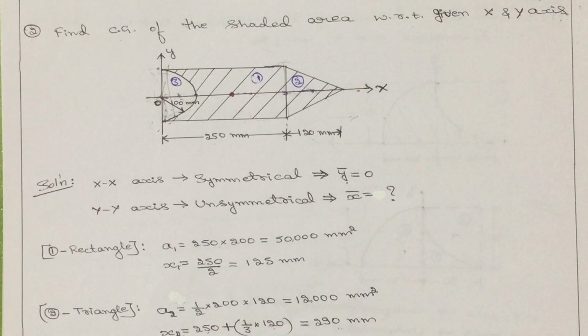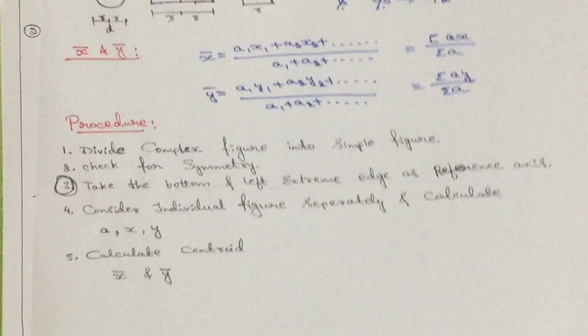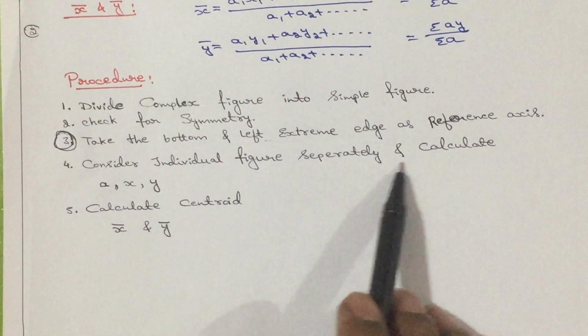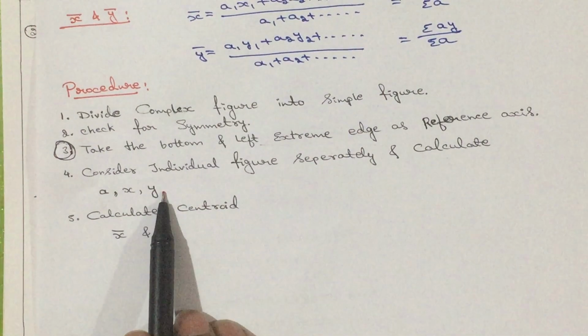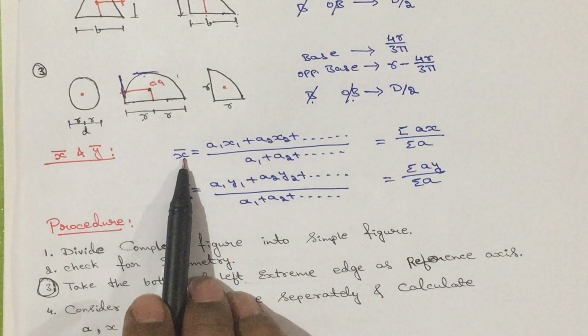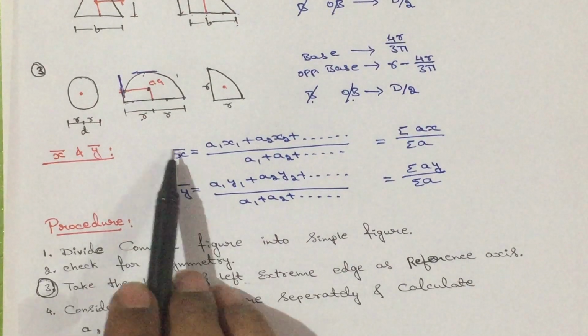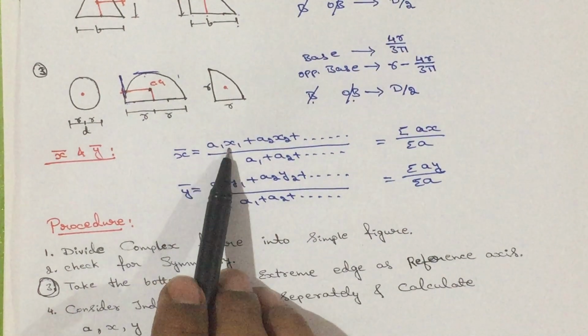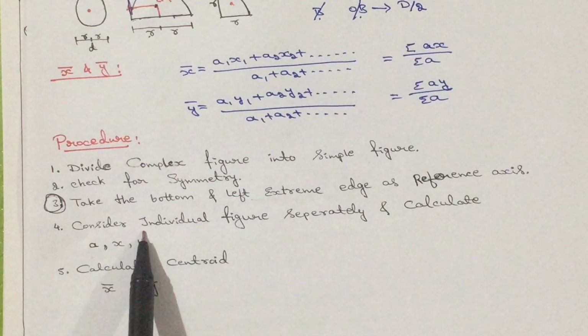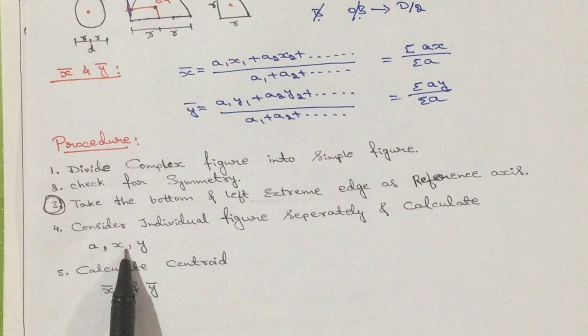So, the next step is to consider the individual figures separately and calculate A x. But we need to calculate only the x bar, since y bar is already known. For x bar, which parameters are needed? A and x. So, consider the individual figure and calculate A x.